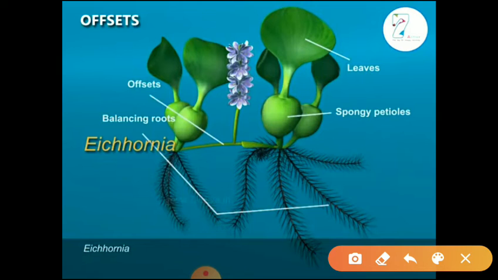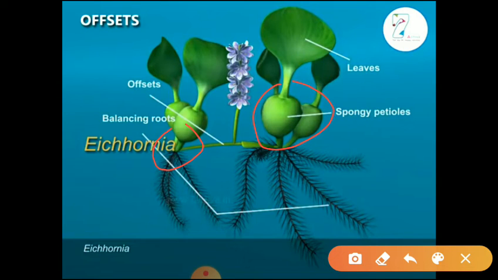Water hyacinth is one of the fastest growing weeds found in standing water. It floats in water with the help of spongy and inflated petioles of the leaves. So this is the spongy inflated petioles of the leaves. It grows by means of offsets which bear leaves and roots in clusters at the nodes. So from the nodes what can arise? Clusters of leaves and roots can develop.